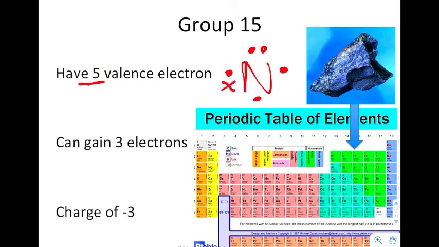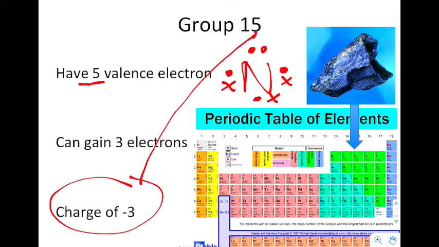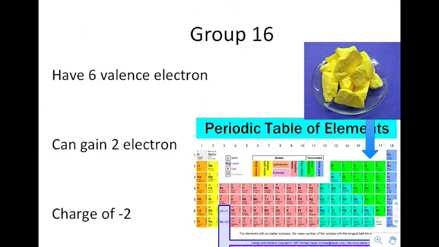So if it gains 3 more electrons, then it will satisfy the octet rule, and at that point it has a charge of -3. So at this point, the pattern kind of breaks down. You have 15 and then -3. Then we go to 16.